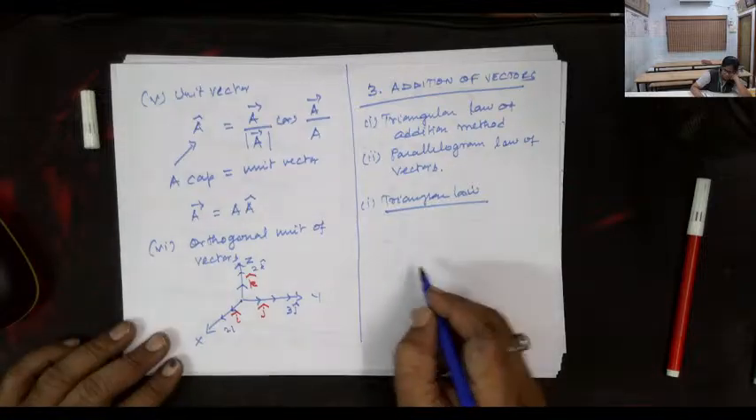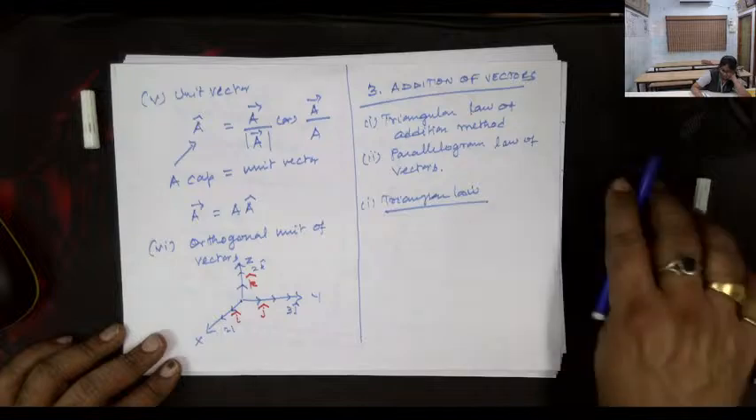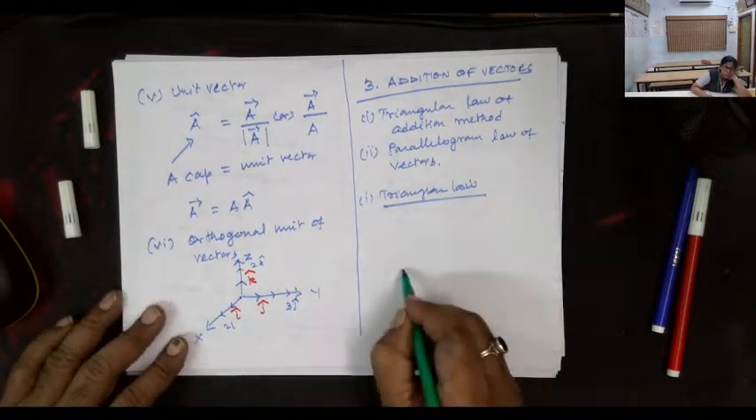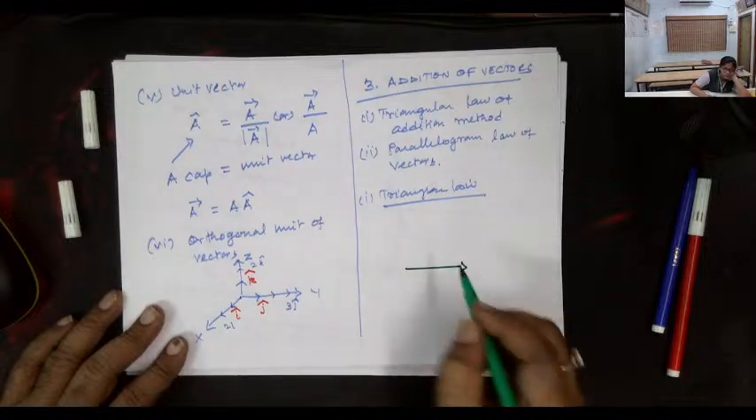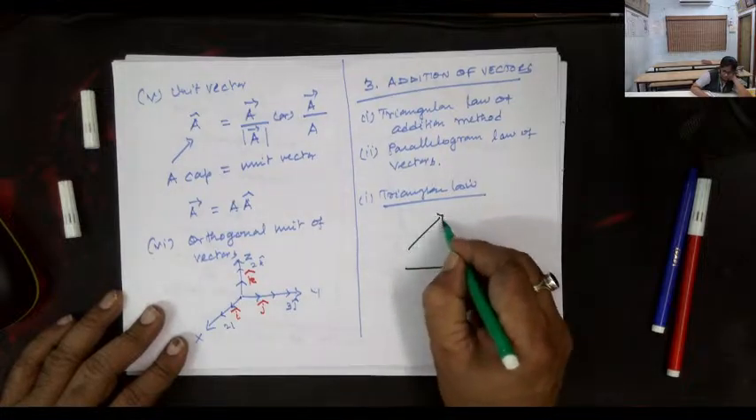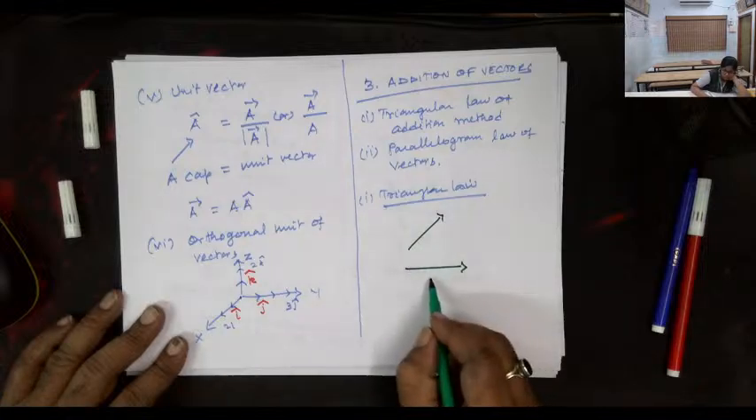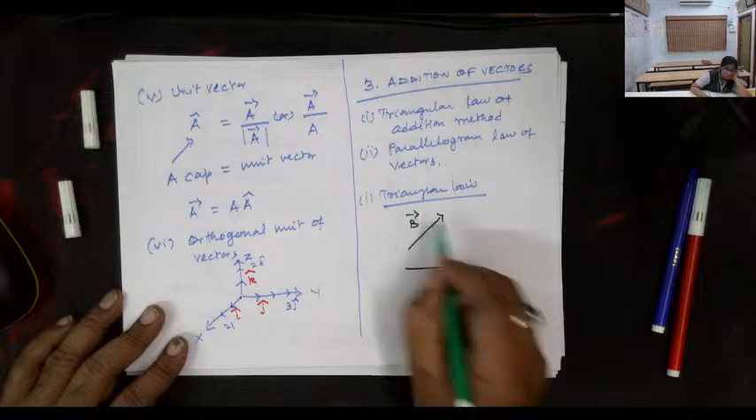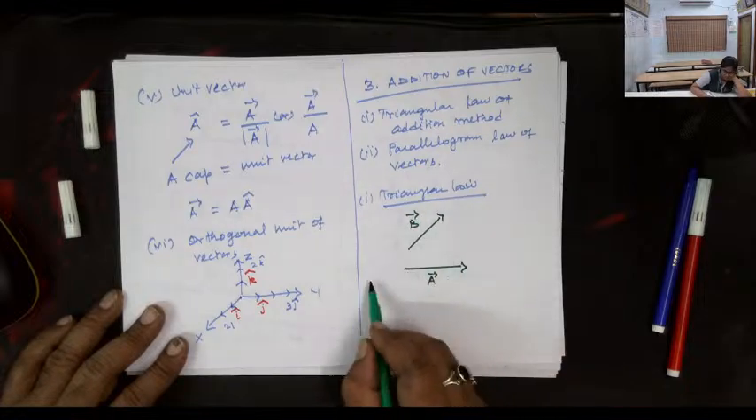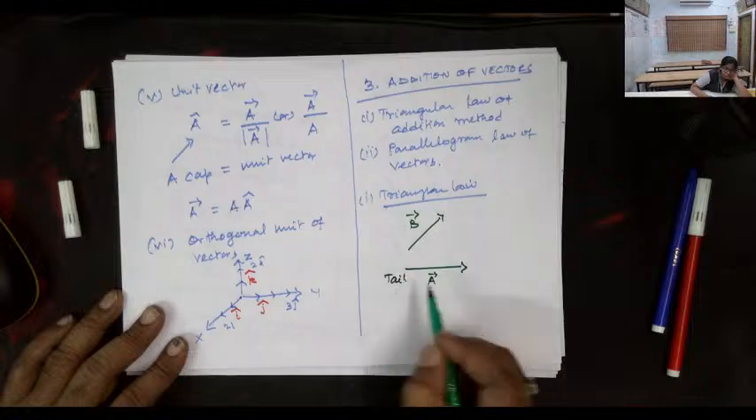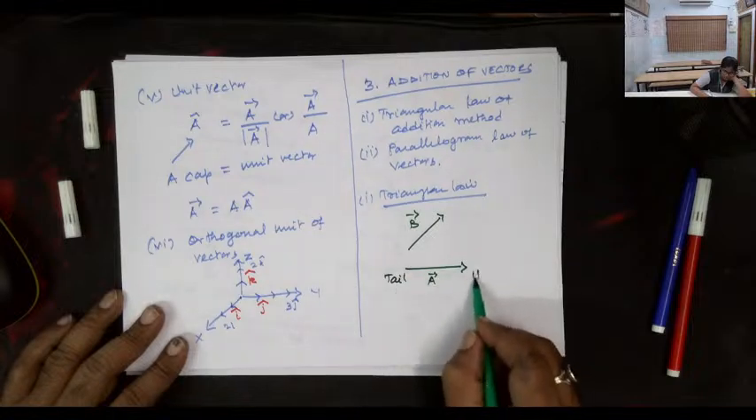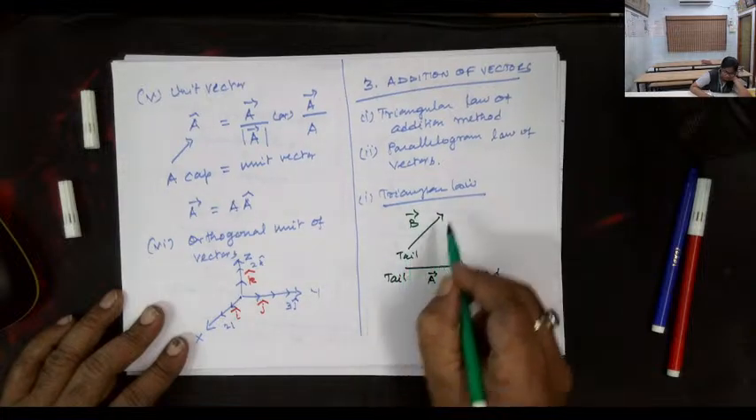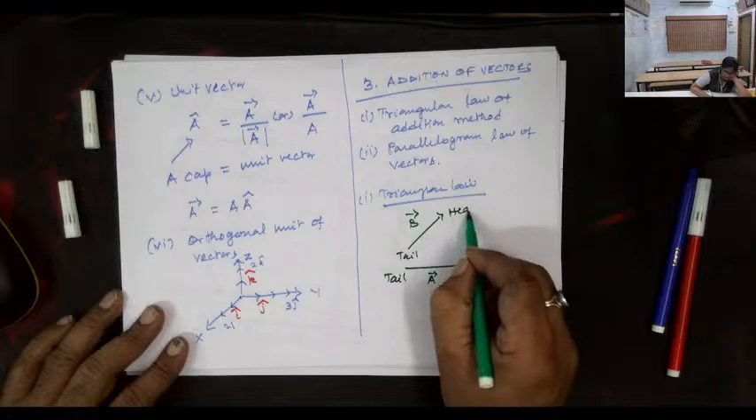See, let me consider two vectors here. Vector A, vector B. In fact, this part is called tail of the vector. This is head of the vector. And what about this? Tail of vector. This one, head of vector.